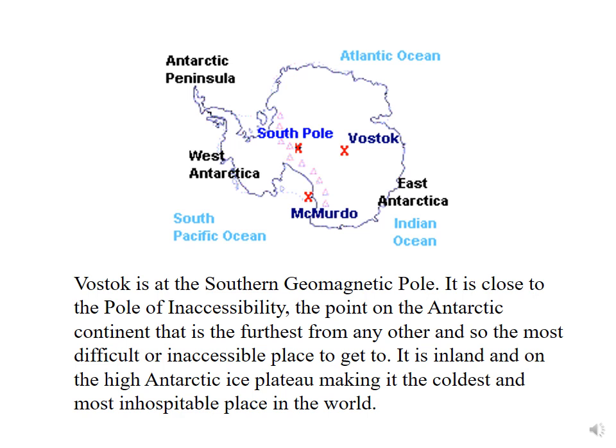But the Russians decided that they wanted to try and drill an ice core at the pole of inaccessibility, which is the point in the Antarctic continent that is furthest away from any ocean. And so it's the most inaccessible place and the hardest to get to. And so they decided that's where they wanted to drill, and that place is called Vostok. And they anticipated that this would be the coldest place in the world, and as it turns out, they were right.